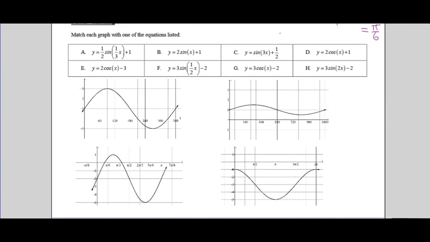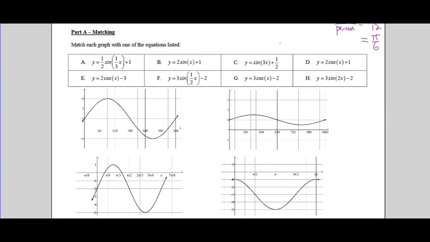Okay, last, matching. Match each graph with one of the equations listed. Now, there are 4 graphs, there are 8 equations. So that means that not every graph has an equation, right? The best thing is to look at the graph, figure out the A and the D value, and then look at the equations, say how many of them have an A and a D that match those, and then if there's more than one, figure out more.